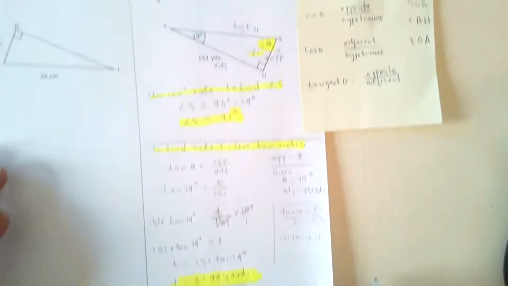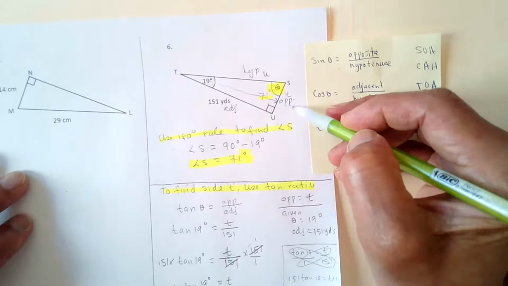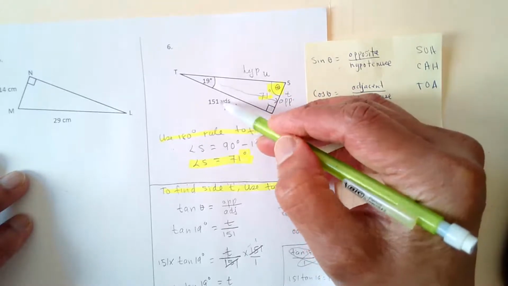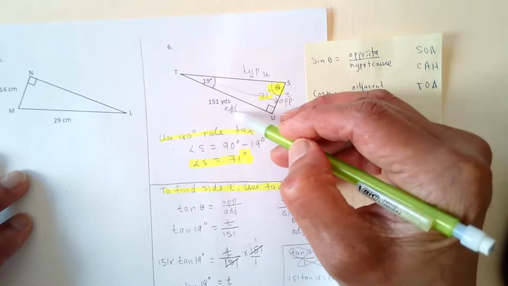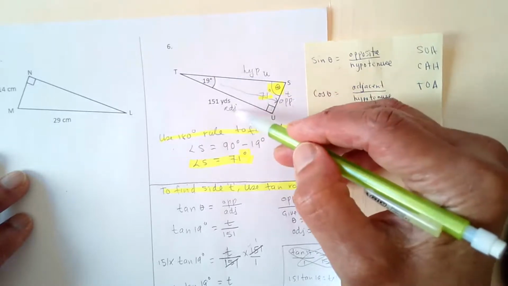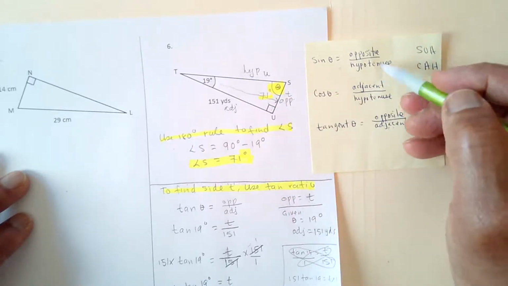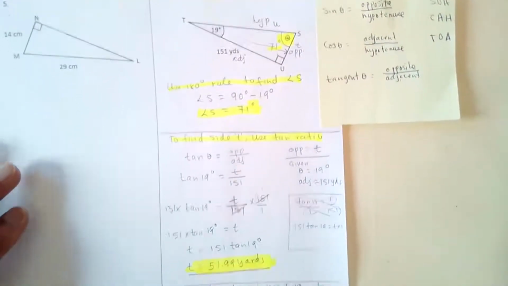So what trig ratio will we be using? We know 151. We also know the opposite side, but I'm going to use what's given. And what's given also is the angle of 19 degrees. So I have the angle and I have the adjacent side. We need to find the hypotenuse. So adjacent and hypotenuse, that'll give me cosine. So I'll use a cosine ratio.